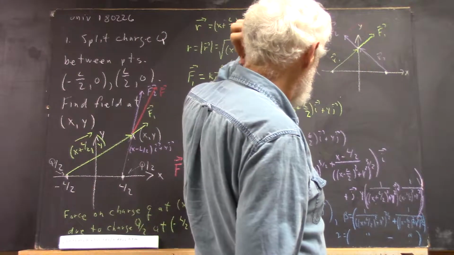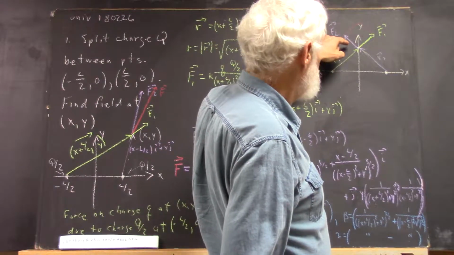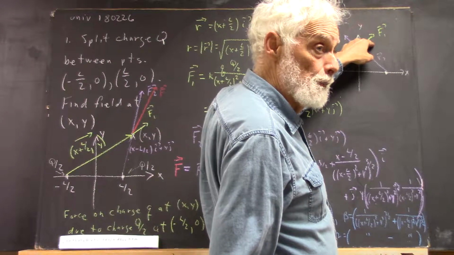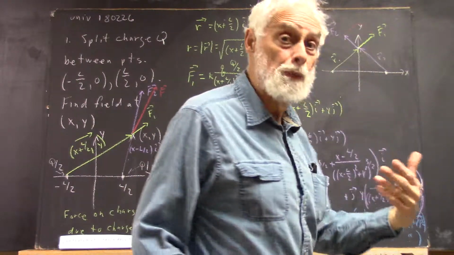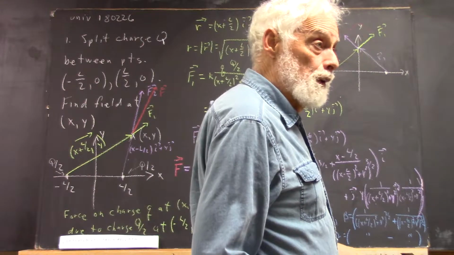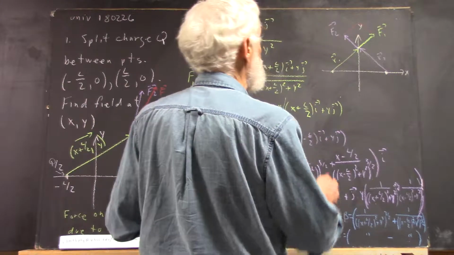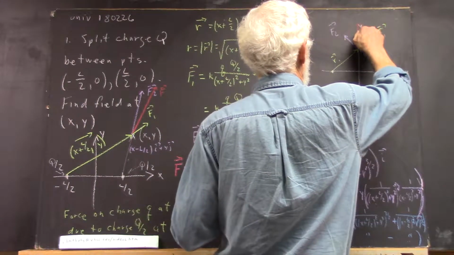Okay? So that, among other things, the x components of these forces will be equal and opposite, and the y components will be equal. So when we add these 2 forces, we're going to get only a y component. See how big that y component is? We do a parallelogram.